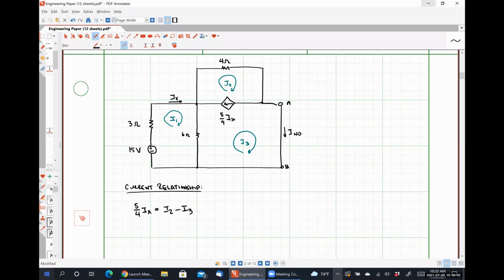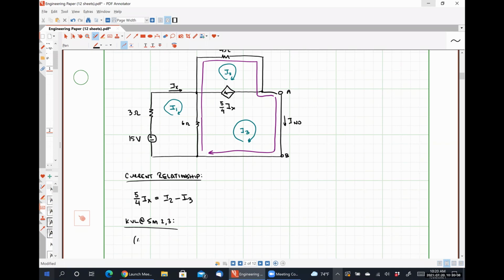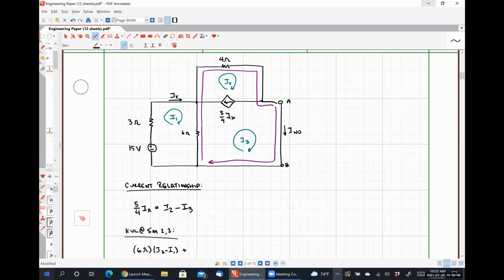So now I'm going to go ahead and write my KCL equation for my super node, or excuse me, my super mesh. So I'm going to show you the path that I'm taking. I'm going to start down here at the 6 ohm resistor, go through the 4 ohm resistor, and then come back around like this. So my KVL at super mesh 2, 3 equation: I'm going to have 6 ohms times I3 minus I1 plus 4 ohms times I2, and that's it.